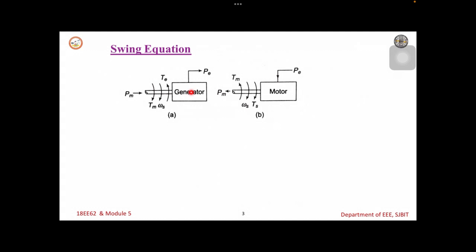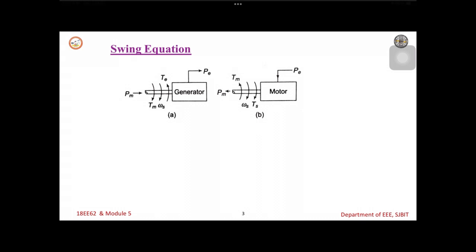The swing equation describes the variation of rotor angle with respect to the power output. Let us consider a synchronous generator or a synchronous motor. Here we have a generator. The input is mechanical power, Pm, and the electrical power output you get by converting mechanical power to electrical power. That is the function of the generator. On the motor side, we give electrical input and get mechanical power output, and the torque and the angular speed are mentioned here.